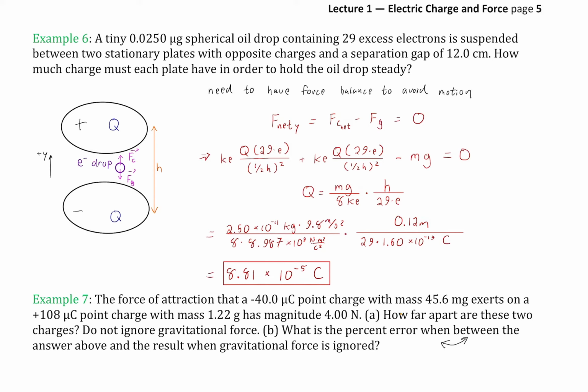So the plates can have basically 88 microcoulombs of charge, which is a reasonable amount of charge because there's so little charge on the droplet itself. Okay, all right, cool. Actually, gravity and electrostatic forces working together in the rare case where there's very, very little charge.